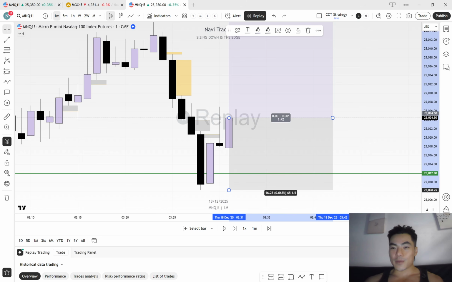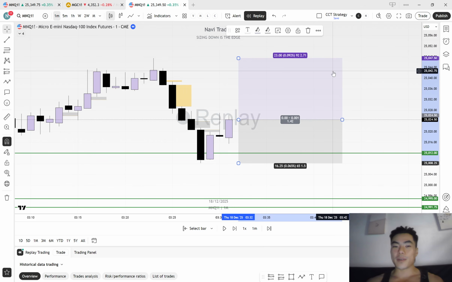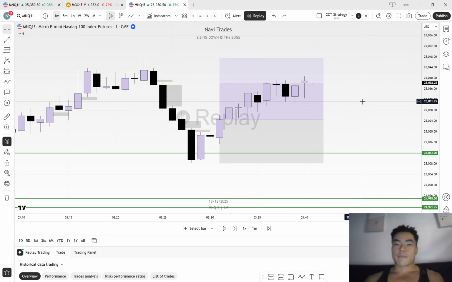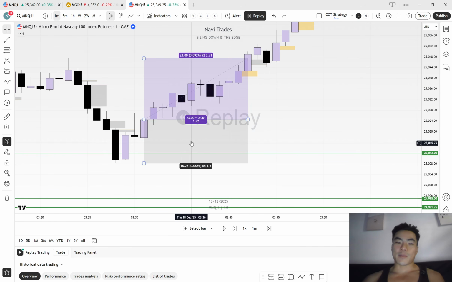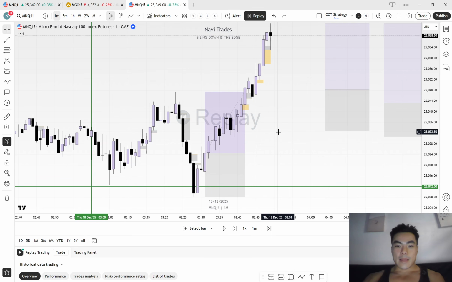Stop at the low, targeting most recent high, 1.4R. Oh shit. Bang, hits TP in a few minutes, done. Nice and easy. All right, so that trade's done.